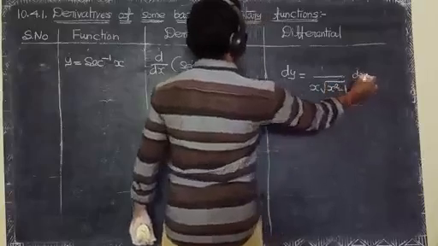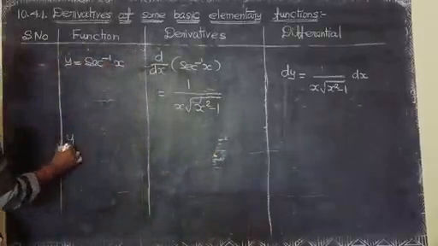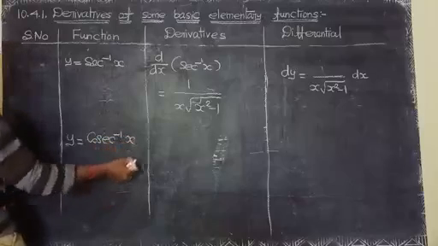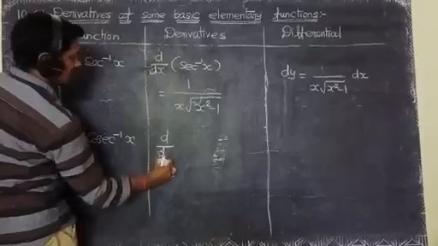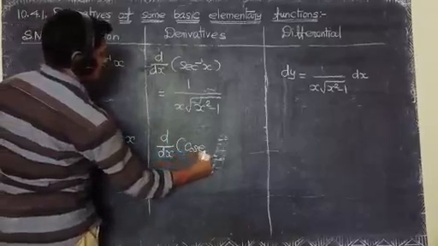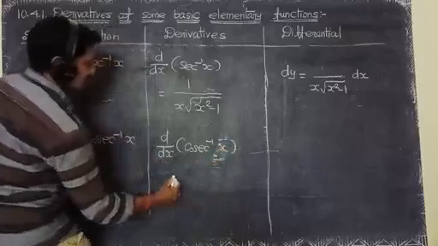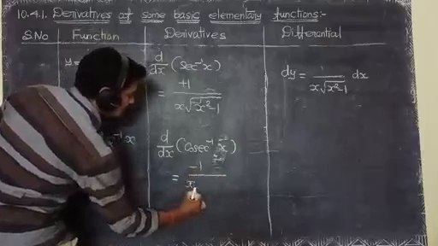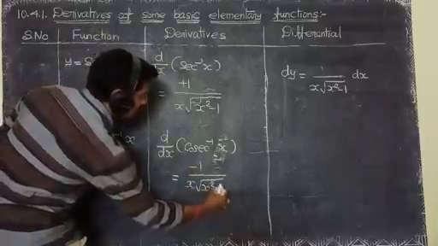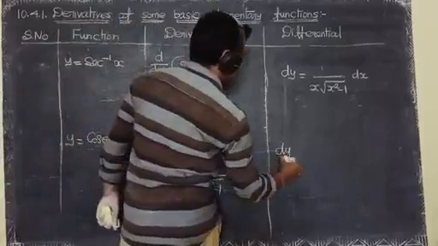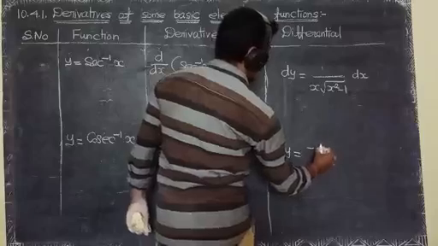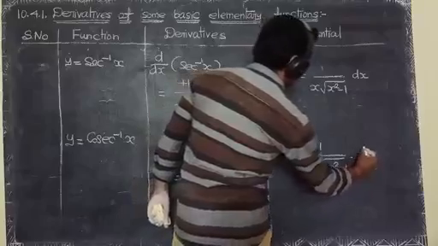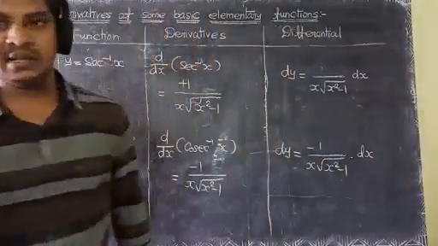Suppose the function y equal to cosecant inverse x, d by dx of cosecant inverse x is equal to, here plus becomes minus, 1 divided by x into square root of x square minus 1. dy is equal to minus 1 divided by x into square root of x square minus 1 into dx.